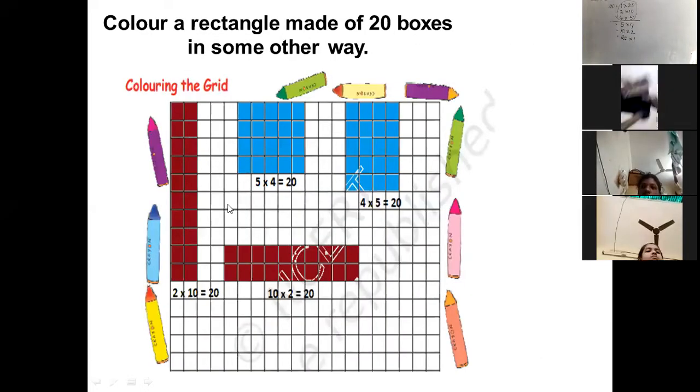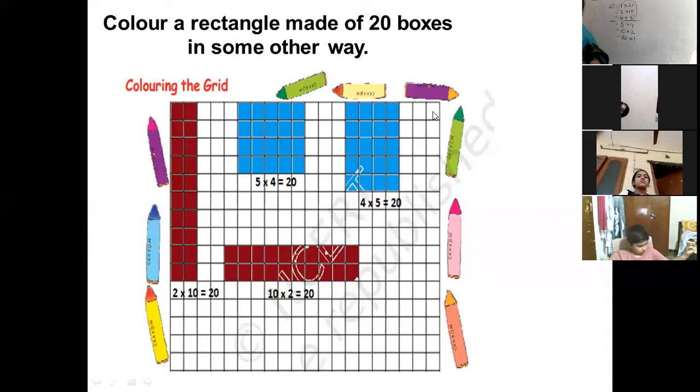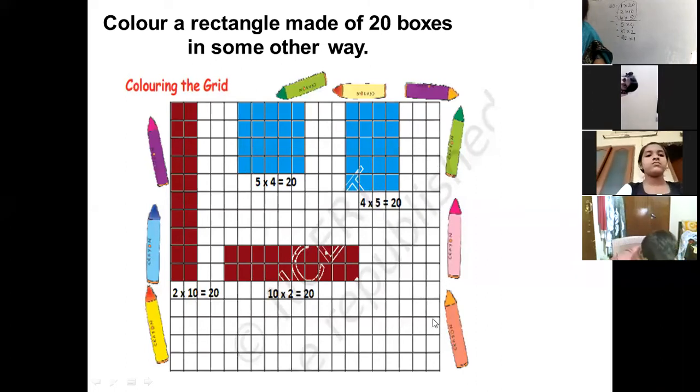See here, you can do some more also. Here, 2 into 10 is 20, 10 into 2 is 20, 5 into 4, 4 into 5. You can draw 6 also here. So 1 into 20. If you get 20 here, no, we are not getting 20 here. This is 1, 2, 3, 4, 5, 6, 7, 8, 9, 10, 11, 12, 13, 14, 15, 16 only here we have. So we cannot do this one.